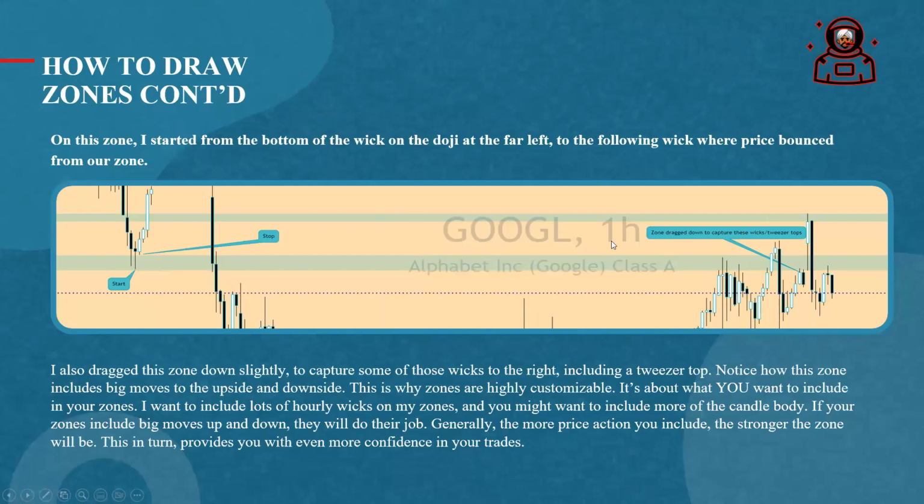All right, so this zone, again, we're looking at Google on the 1 hour time frame. On this zone, I started all the way to the far left here, and I stopped right here the next time we bounced. Then I looked over to my right and dragged my zone down a little bit to capture this tweezer top and a little bit more of these wicks. Again, this is why my zones and your zones and everybody's zone should be slightly different, because it's about what kind of price action you want in your zone.